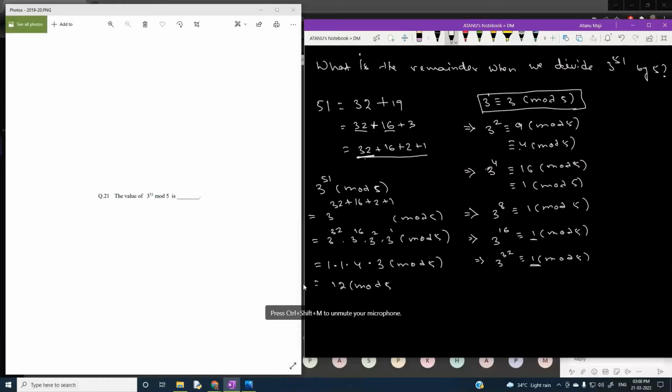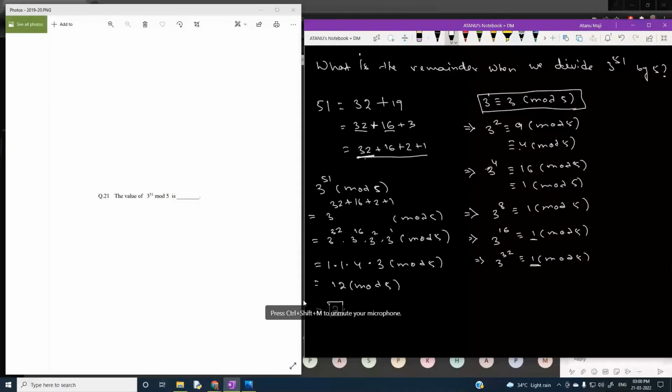Okay, so what does this mean? That the remainder when we divide 12 by 5, if you divide 12 by 5, how much is the remainder? That is 2. So we should take here the result as 2. That means if you divide 3 to the power 51 by 5, you will get remainder 2.